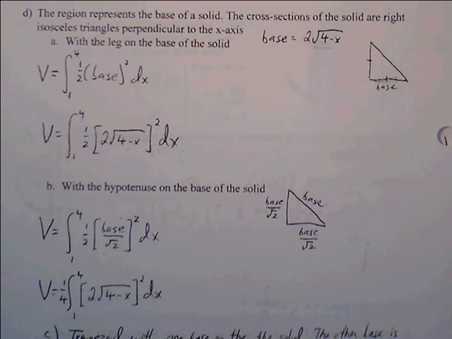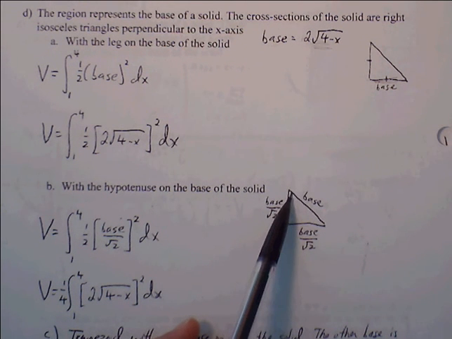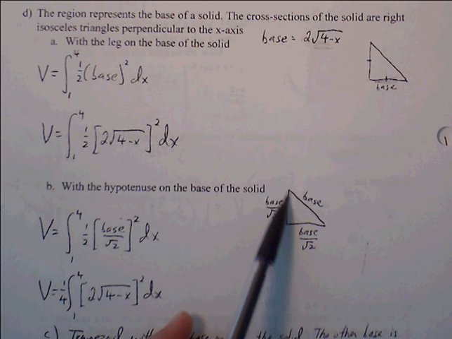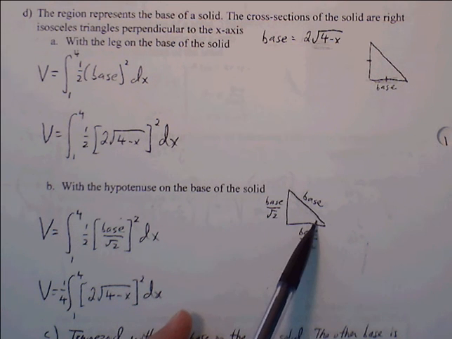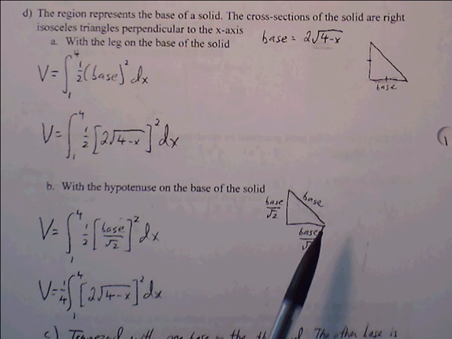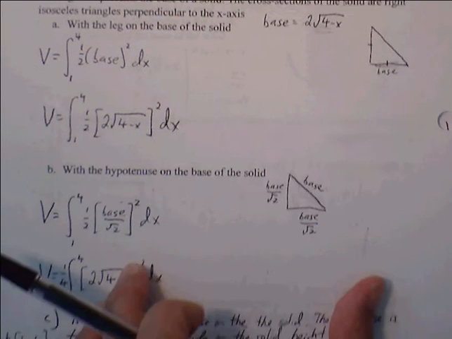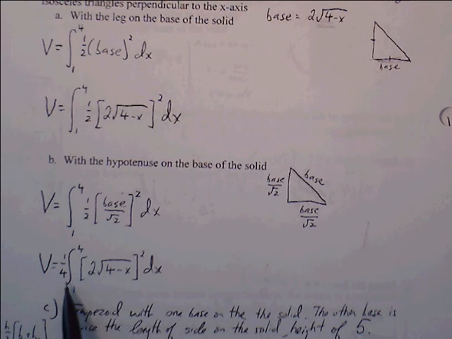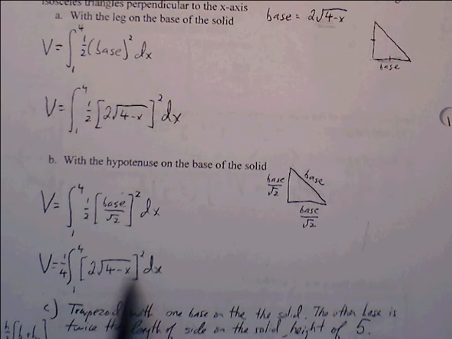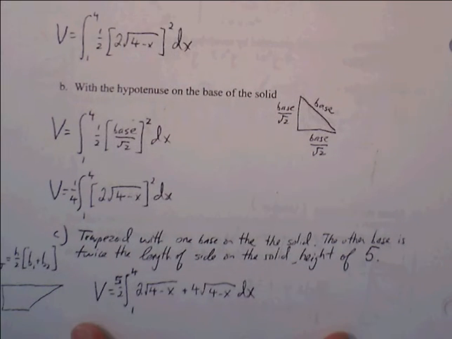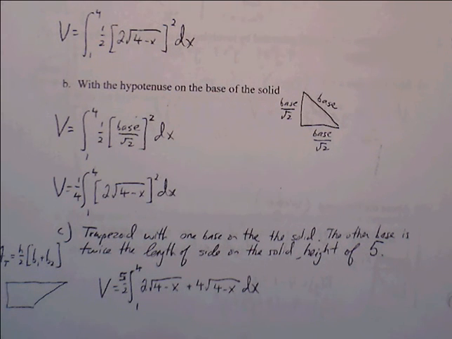With hypotenuse on the base of the solid, so now we want a triangle where the hypotenuse is lying on the base. And the formula for hypotenuse on the base of the solid is going to be 1/4 base squared. Okay, so 1/4 base squared from 1 to 4. So here's our setup.